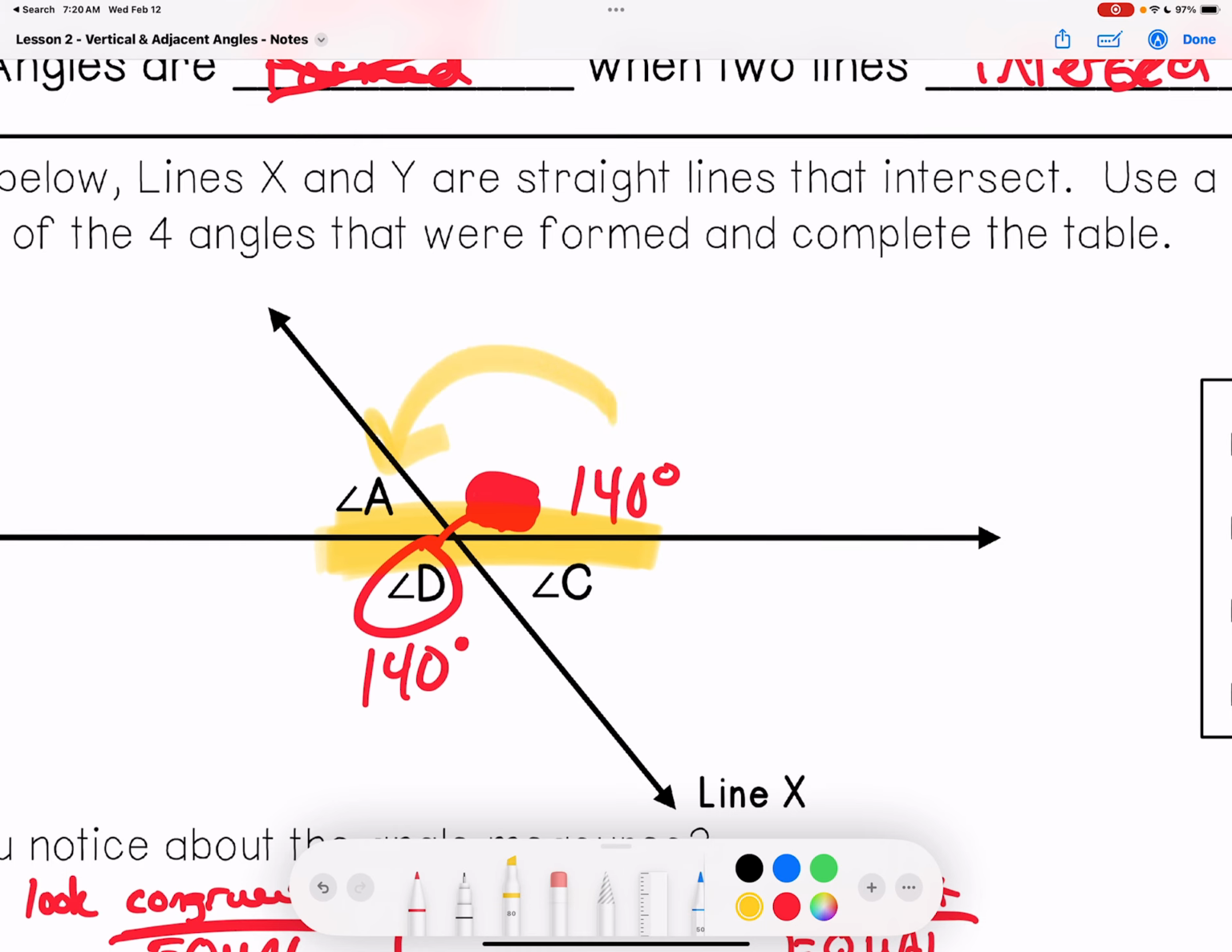So what do these two add up to be? 180, because they're on a straight line. They're supplementary. They're called adjacent angles. So if this angle right here is 140, what is left to be the other one? 40. And since this one is 40, the one opposite of it there is also going to be 40.